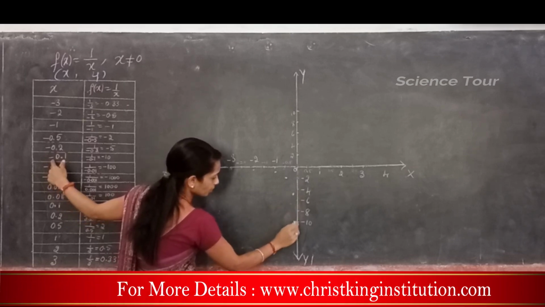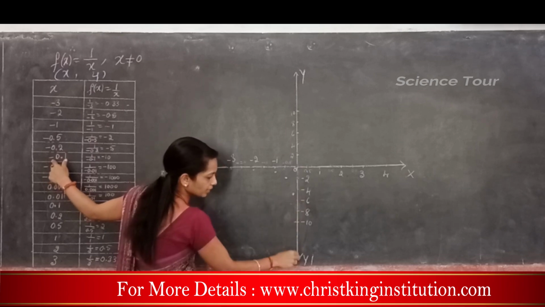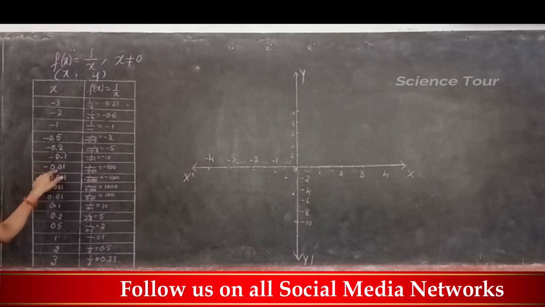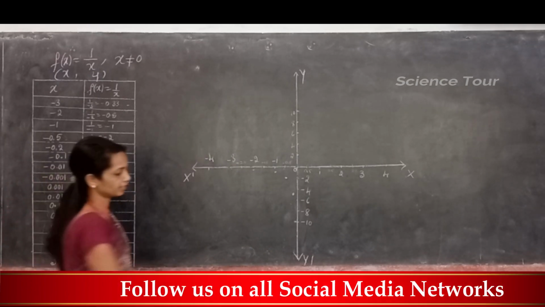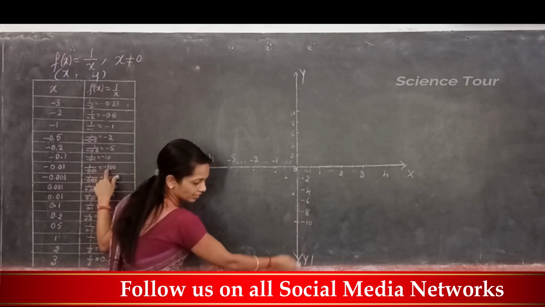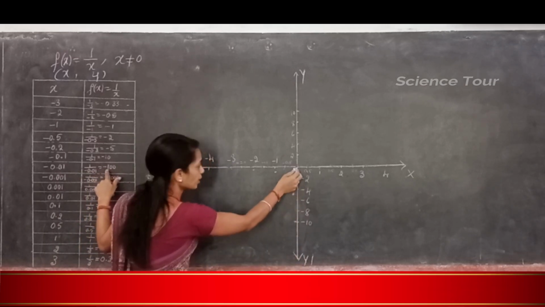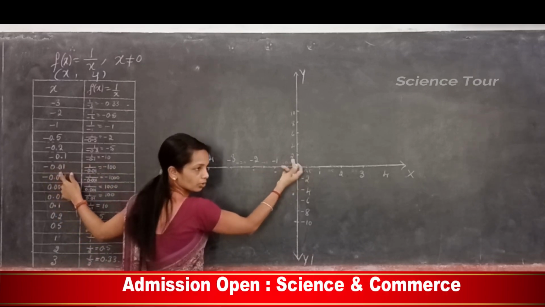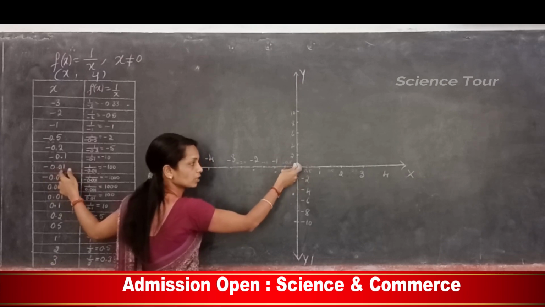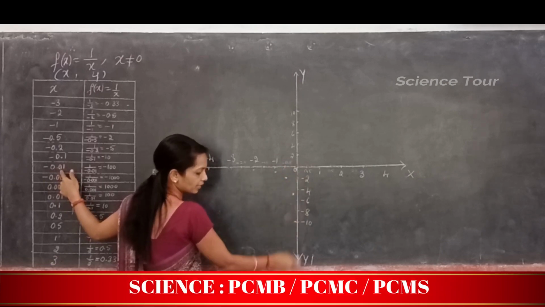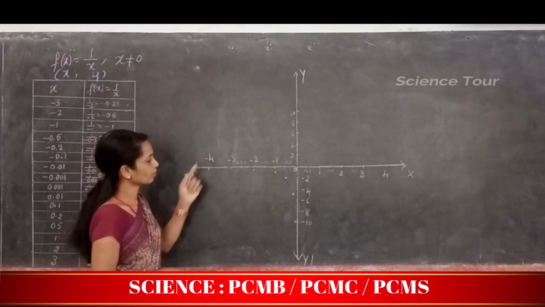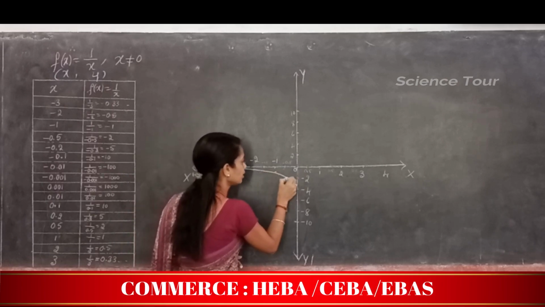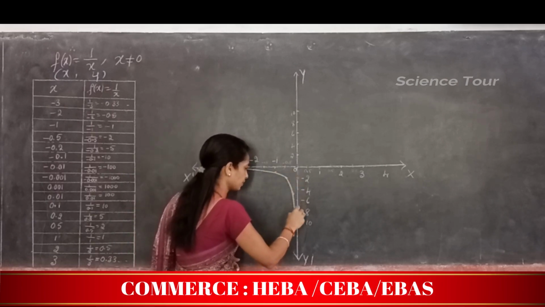Here, don't touch the y-axis. So somewhere here, and next minus 0.01, image of that is minus 100, that will go down. That will not touch the y-axis. Why? Because this minus 0.01 is very close to 0, not 0. That is very close to 0 from the left side, and that we cannot mark. So the graph of 1 by x will take a shape like this on the negative side of x-axis. That will go like this.